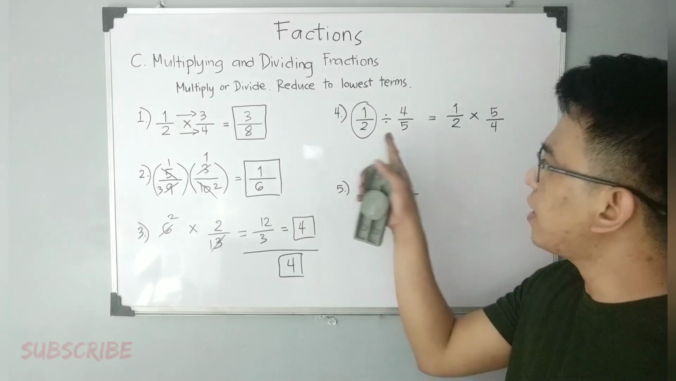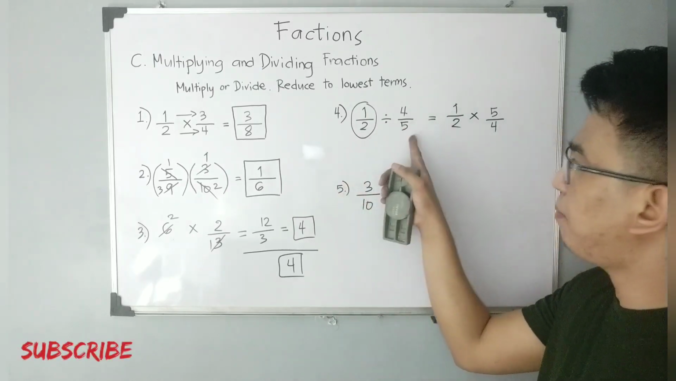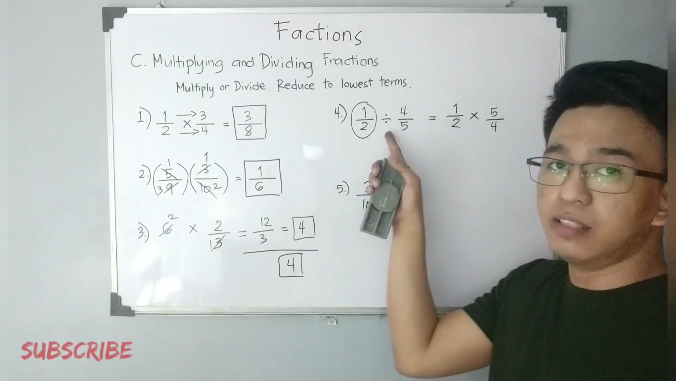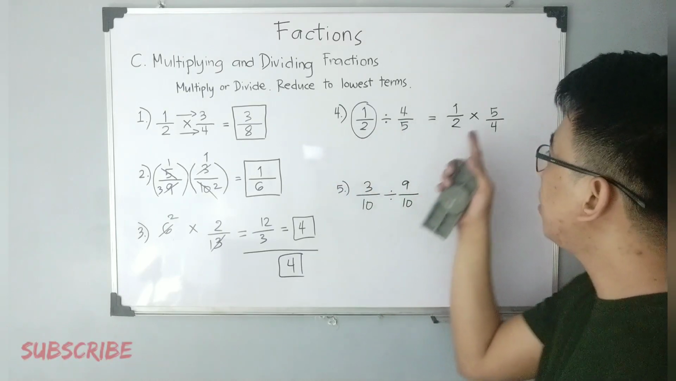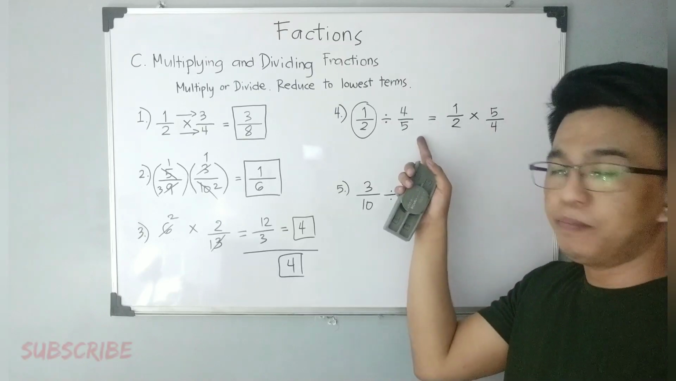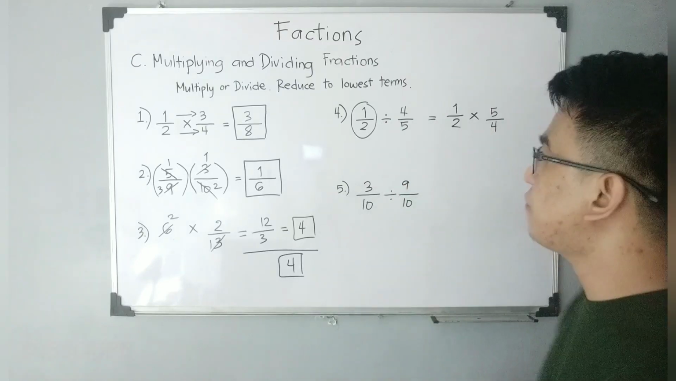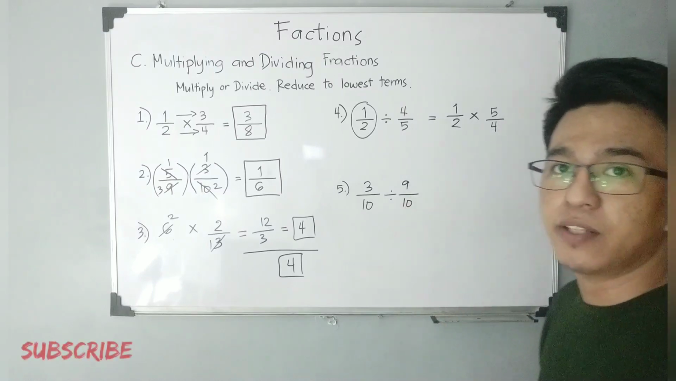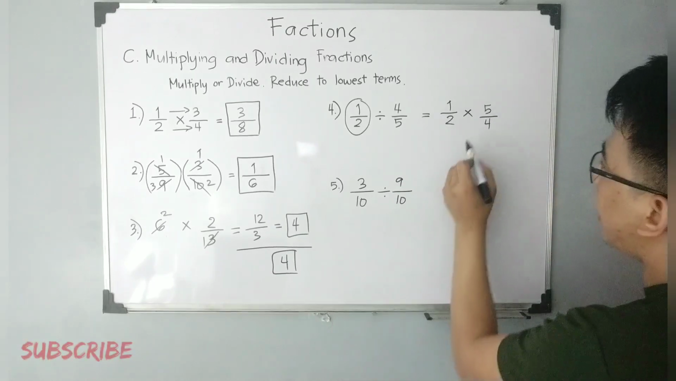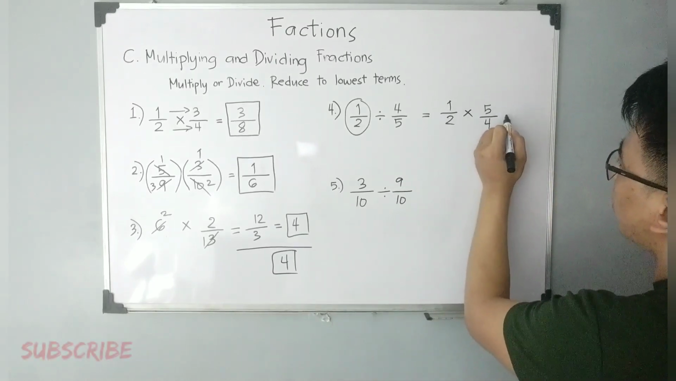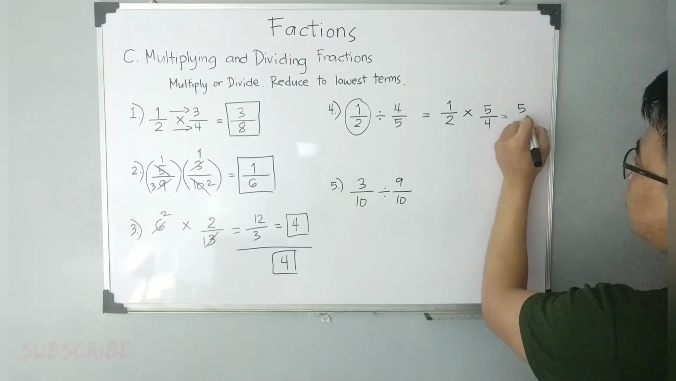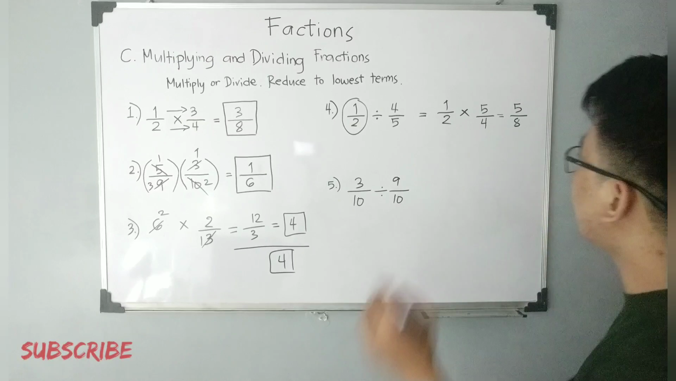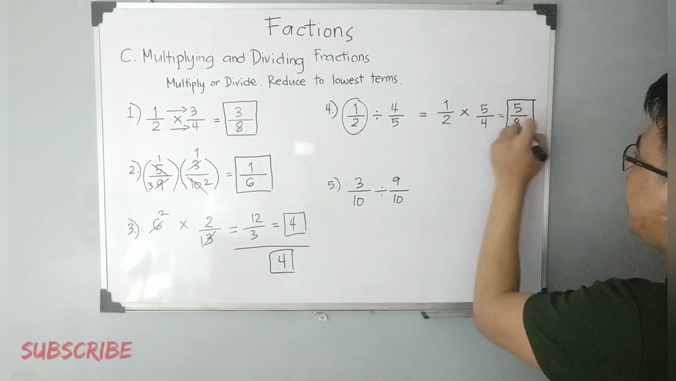Again, ang rule natin, keep, change, flip. Again, keep, meaning copy, 1/2. Change division symbol to multiplication symbol, times, flip, meaning you need to get the reciprocal of this fraction, and it will become 5 over 4. So, pwede ka na ngayon mag-multiply ng fractions. So, ang ating 1/2 times 5 over 4 is 5 over 8. And as you can see, wala tayong pwedeng simplify, wherein we can declare 5 over 8 as our final answer.